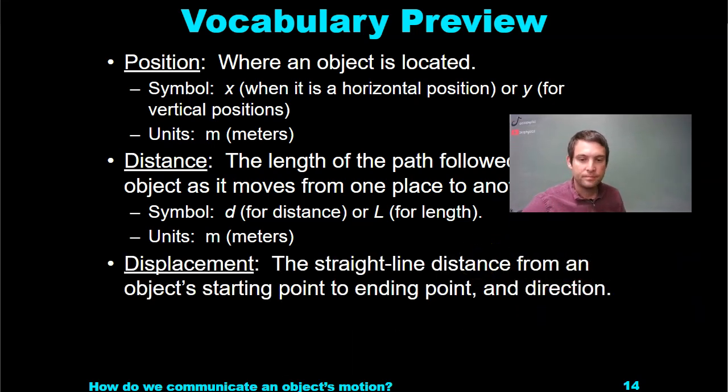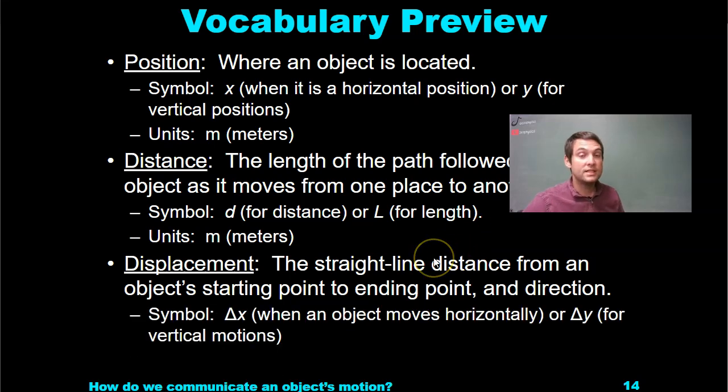And displacement is the straight line distance from an object's starting point to the ending point, including the direction. Symbol delta x when an object moves horizontally, or delta y for vertical motions.